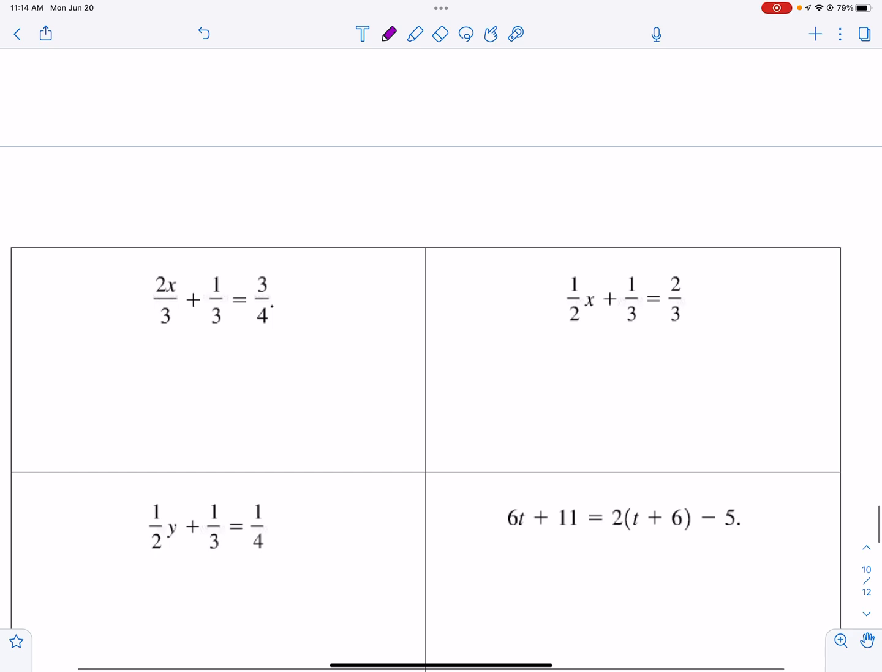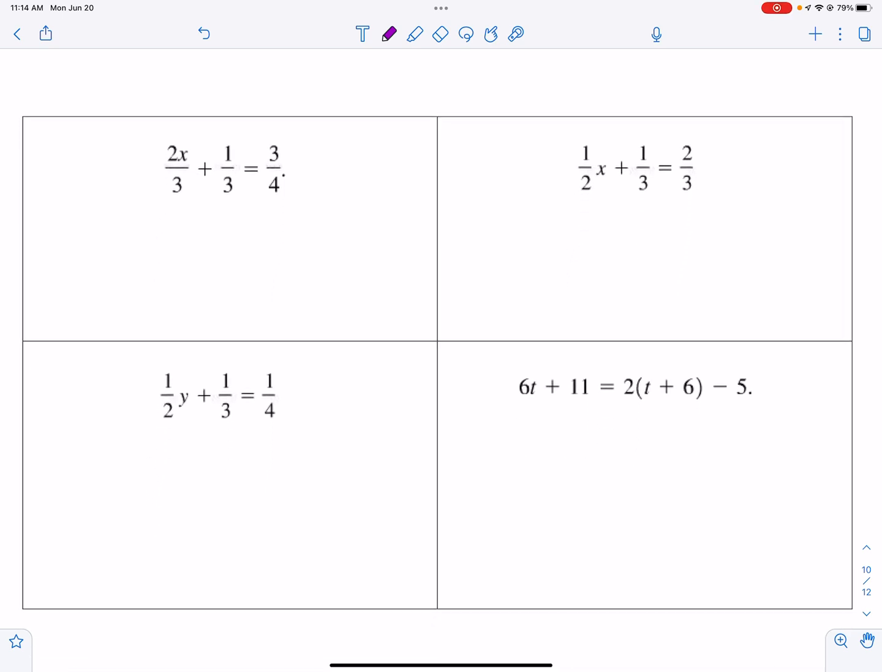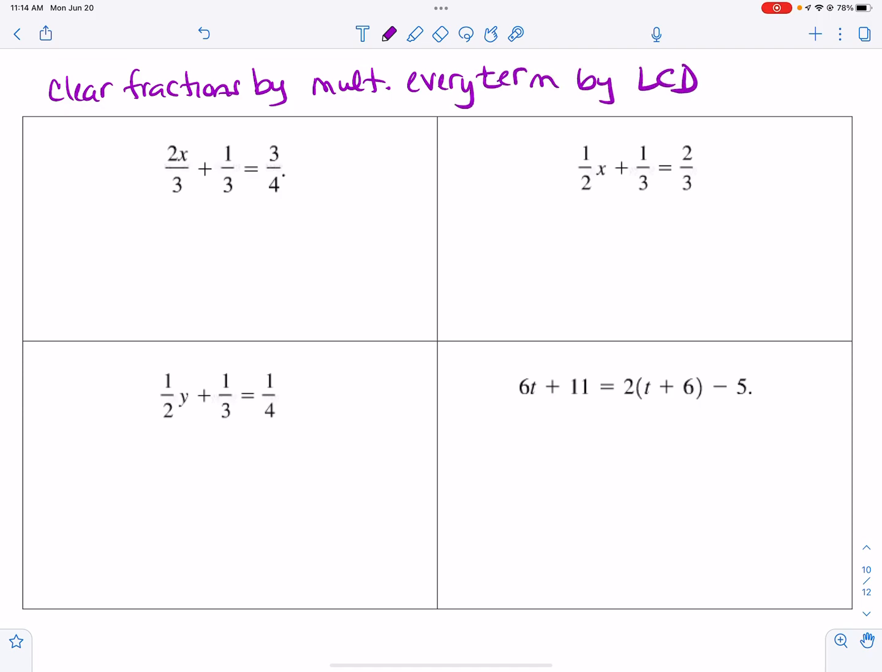Now, as we go through, they get a little bit more complicated, a little bit more steps, a lot more work. So I'm going to end with the fractions, and then we'll pick up another video starting with more steps. So what I want you to do is learn how to clear the fractions by multiplying every term by the LCD. So the LCD between 3 and 4 is going to be 12.